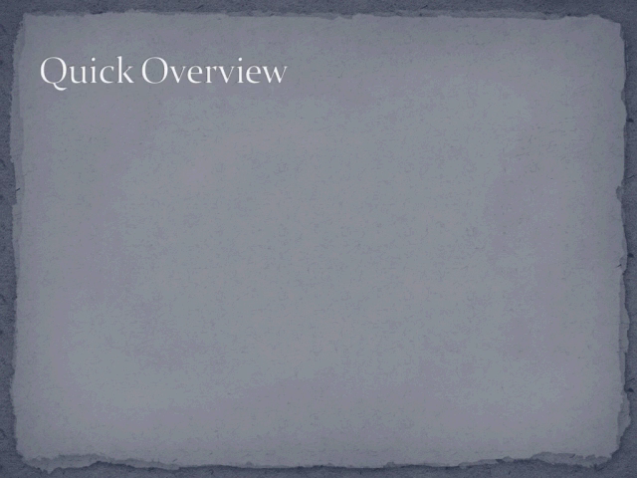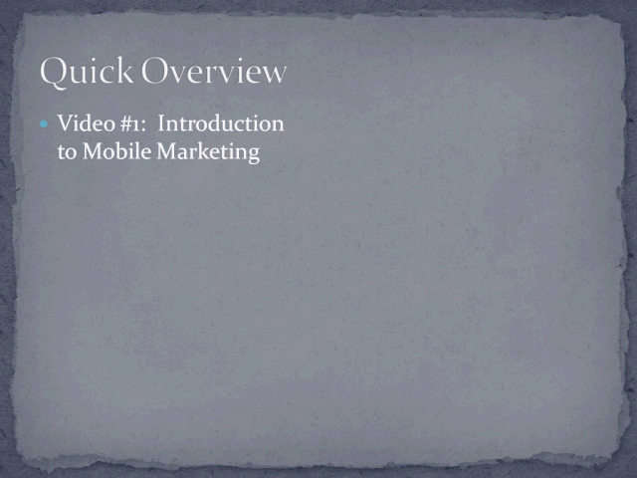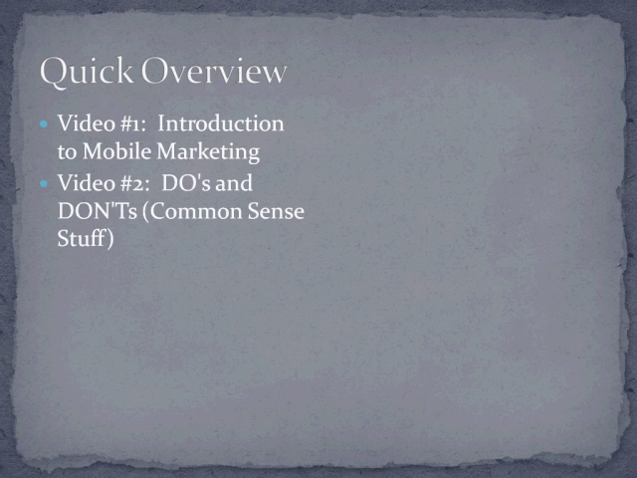Now, what I want to do is give you a quick overview of the whole video series so that you understand what we're going to talk about. Video number one, of course, is this particular video. Video number two is do's and don'ts, or common sense stuff. This is the stuff that you are going to have to learn and agree with before you even dive into mobile marketing, because there are several things you don't want to do, to avoid breaking the law. And we'll go over those in video number two.